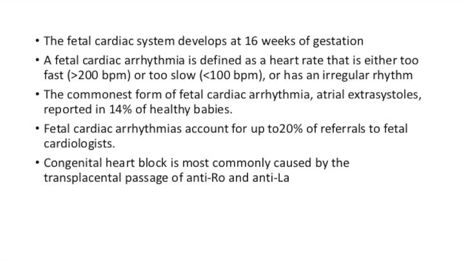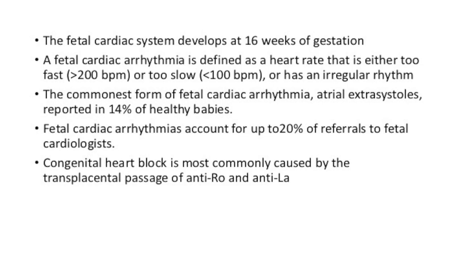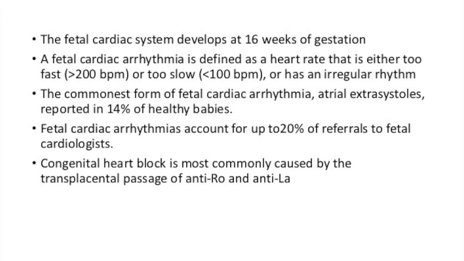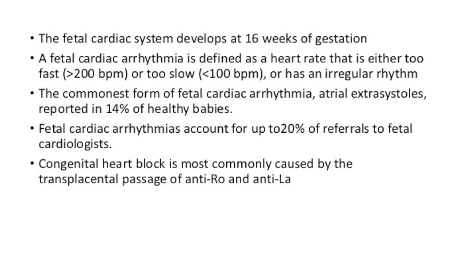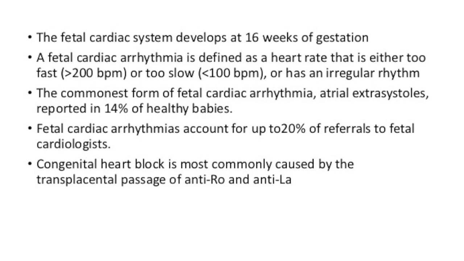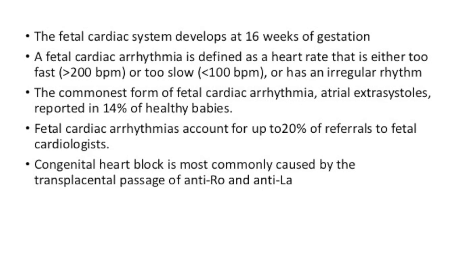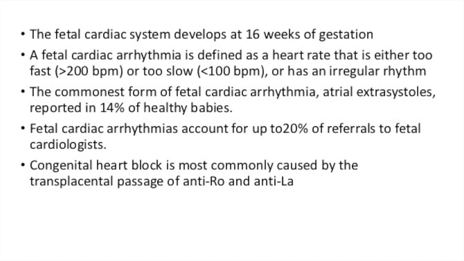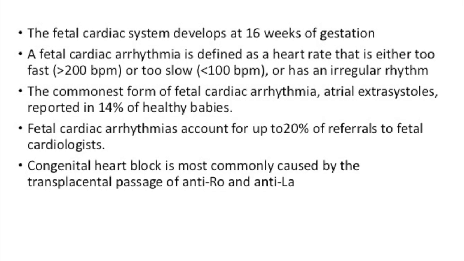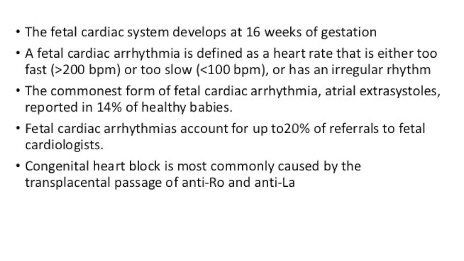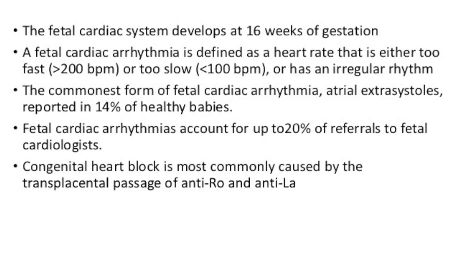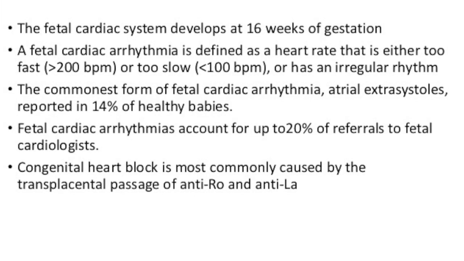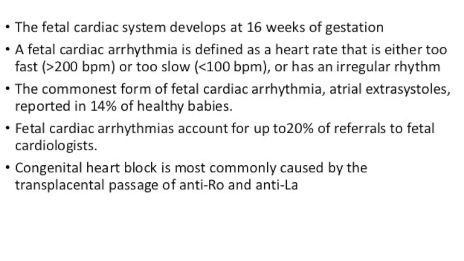Okay, so the fetal cardiac conduction system develops at 16 weeks of gestation. A fetal cardiac arrhythmia is defined as a heart rate that's either too fast, greater than 200 beats, or too slow, less than 100 beats, or has an irregular rhythm. The commonest form of fetal cardiac arrhythmias is atrial extrasystoles, reported in about 14% of healthy babies. Fetal cardiac arrhythmias account for up to 20% of referrals to fetal cardiologists.